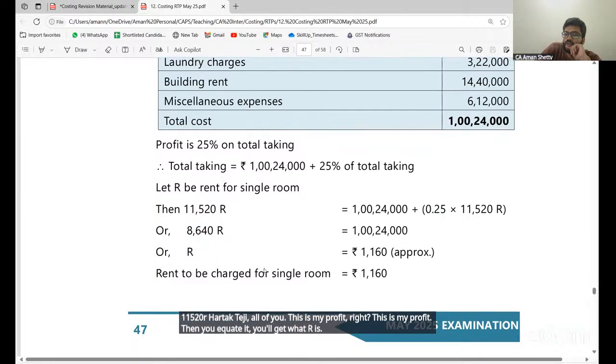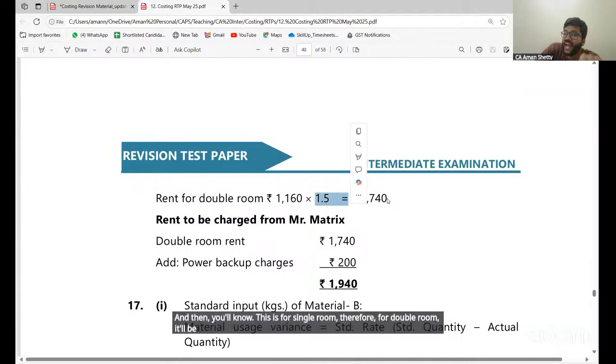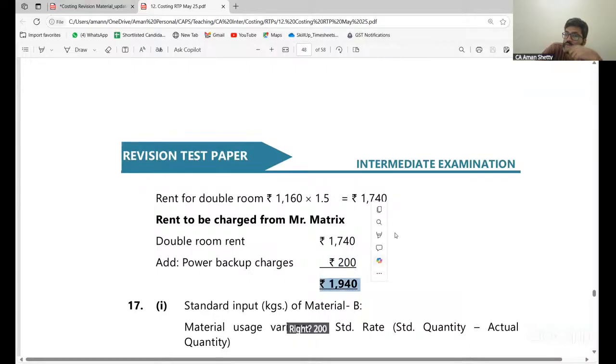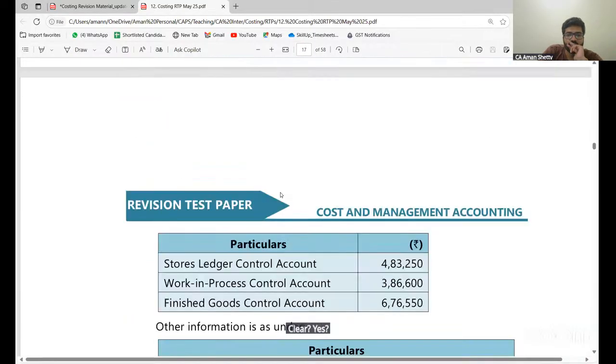And then you'll know this is for single room. Therefore, for double room, it will be 1.5 times. To this, you will add the power backup charges, 200. You get what is to be charged to that particular individual. Clear?